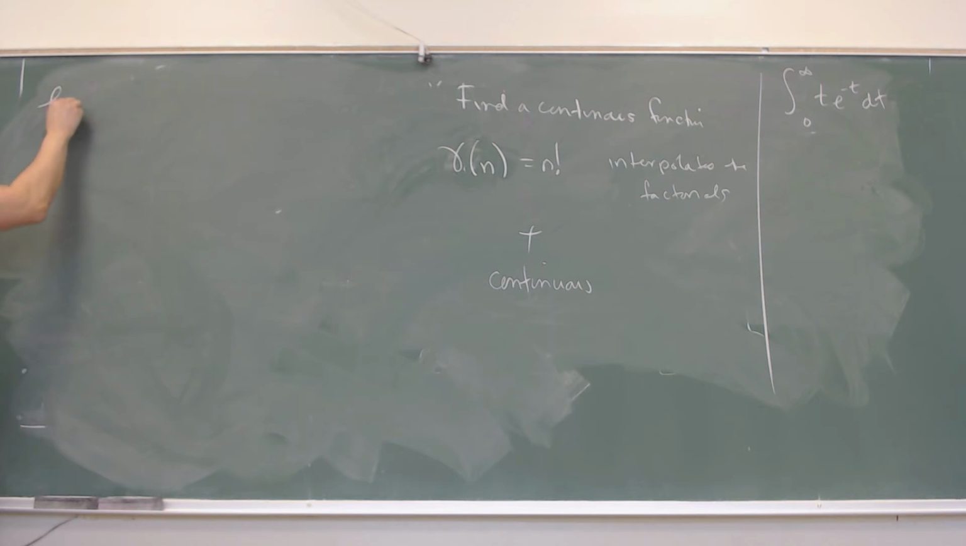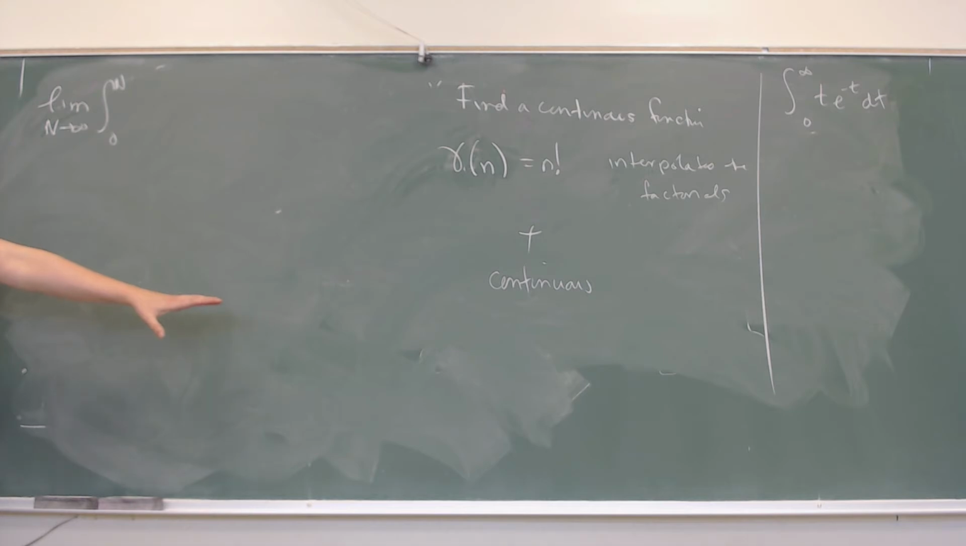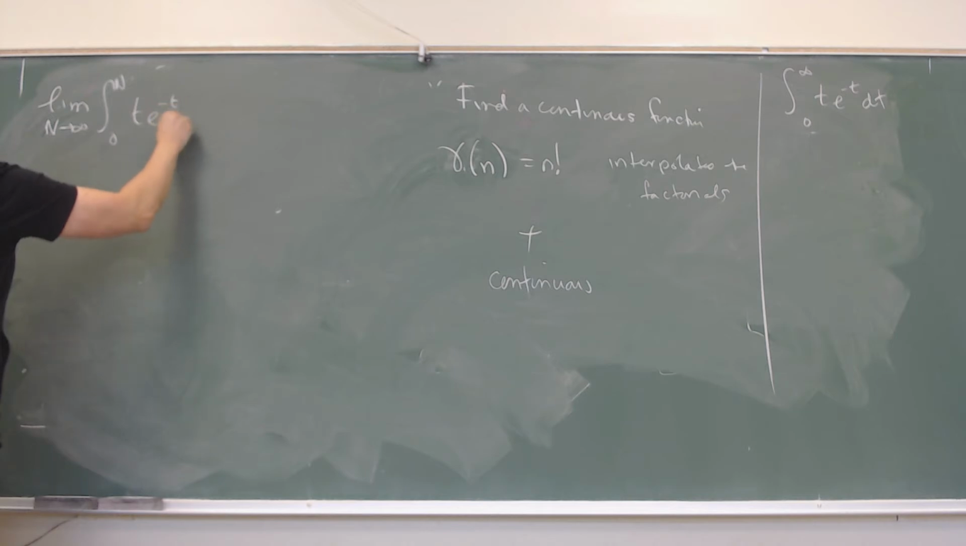So the limit as n goes to infinity from 0 to n, and God help you if you use infinity like a number. Don't do that in the real analysis setting. In complex analysis, I get to be schizophrenic, because on the one hand we use infinity like a number all the time, but don't do it here. The integral of t e to the minus t dt.